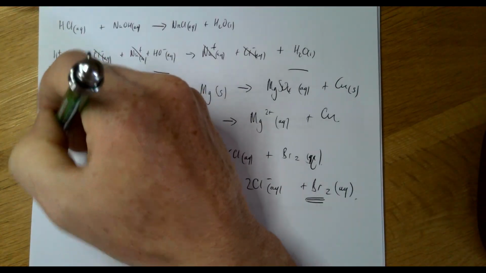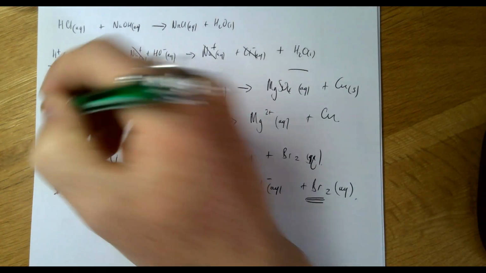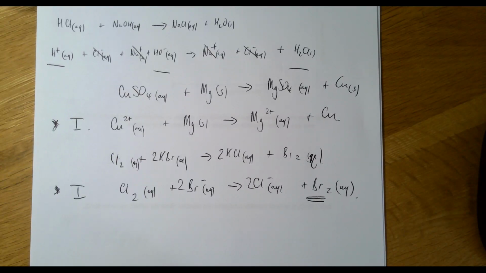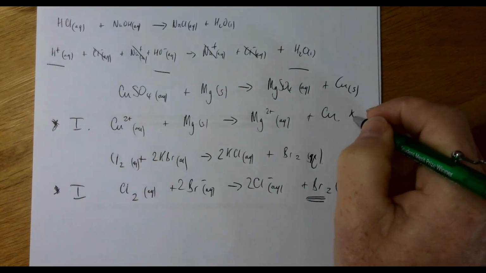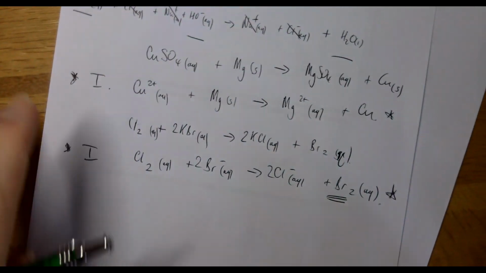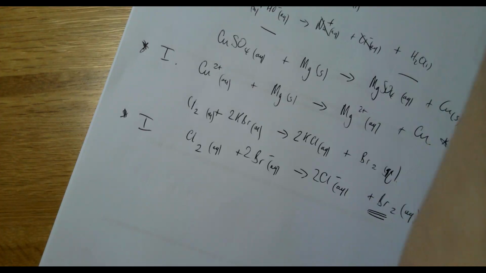But these 2 equations are also examples of when we can consider half equations being used. Now, half equations show what's happening in redox reactions. So in all redox reactions, you've got some sort of reduction, so gain of electrons, and an oxidation, which is loss of electrons.